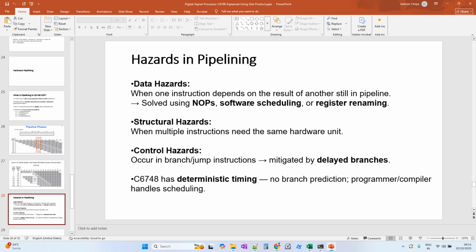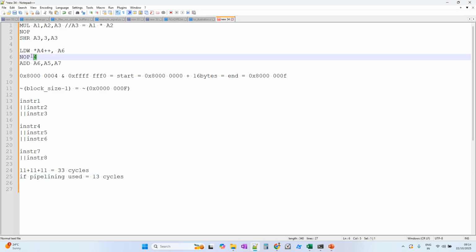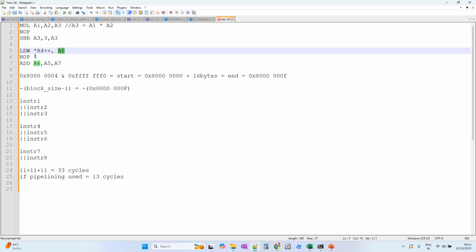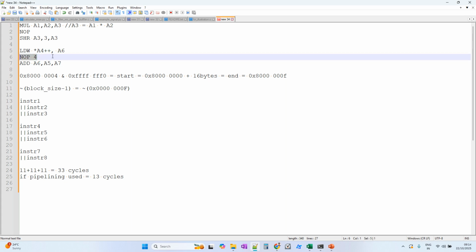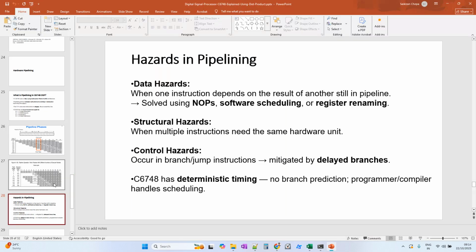So hardware pipelining is one thing. If there are hazards in pipelining, like data hazards, where one instruction depends on the result of another still in the pipeline, we can solve that. I showed you, right? If the load result in A6 will be available only after 4 cycles, then we can put NOPs, 4 of them. If you don't want to use NOPs, which is inefficient, then we have to go for software pipelining, which you will see next. So that's about this.